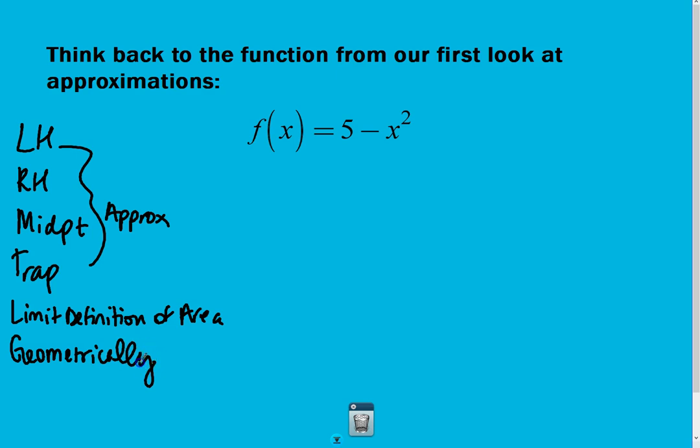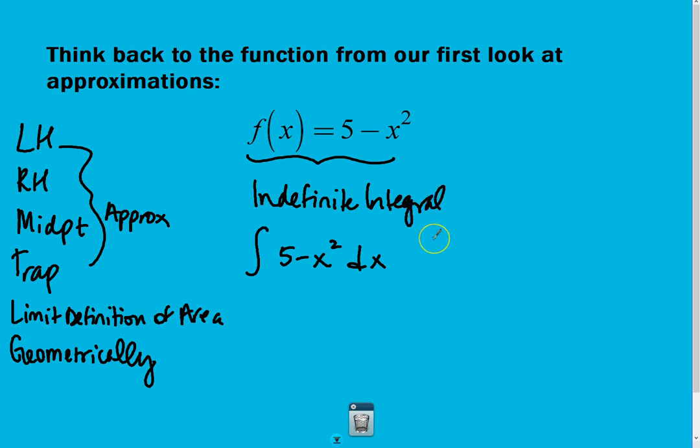Now let's talk about a couple things. We've also talked about 2 different types of integrals over the past few days: an indefinite integral versus a definite integral. If I were to take the indefinite integral of this function, that means the integral of 5 minus x squared with respect to x, I would notice there are no bounds here. That's what makes this an indefinite integral. I want to move that down so I can label it. Okay, this is my indefinite integral.